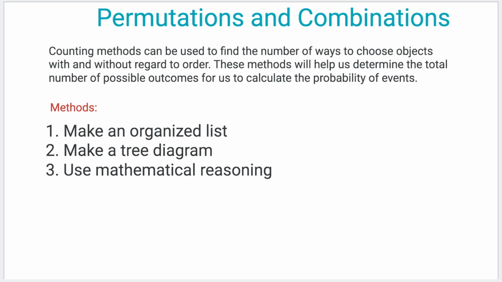These methods, the permutation and combination counting methods, help us determine the total number of possible outcomes and hence be able to calculate the probability of events. If you have simple events, you can easily figure out the number of ways to choose those objects. But if it gets more complex, then you need some other methods that can help you do that. So the three methods that are typically taught are using lists, a tree diagram, and using mathematical reasoning. Under mathematical reasoning, we'll talk more about permutations and combinations.